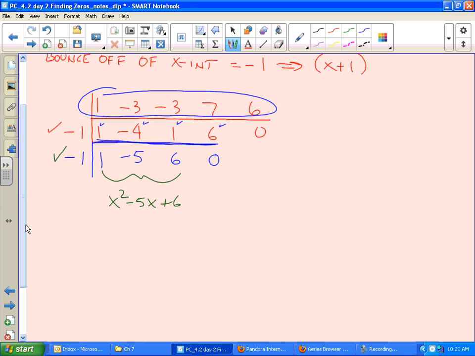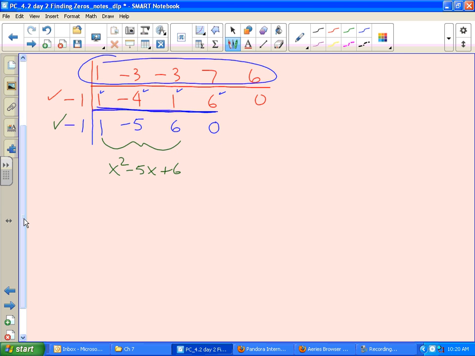And are we able to factor this one? Yes. Yeah? Because I have a positive 6 and a negative 5. So if this thing did equal 0, I'd have x minus 2, x minus 3. And now, I don't need to go find the zeros. I know that the zeros, which would help me graph, the zeros would be 2 and 3 here.